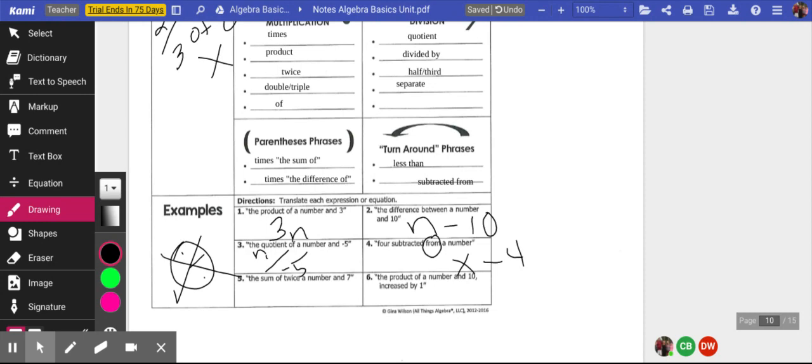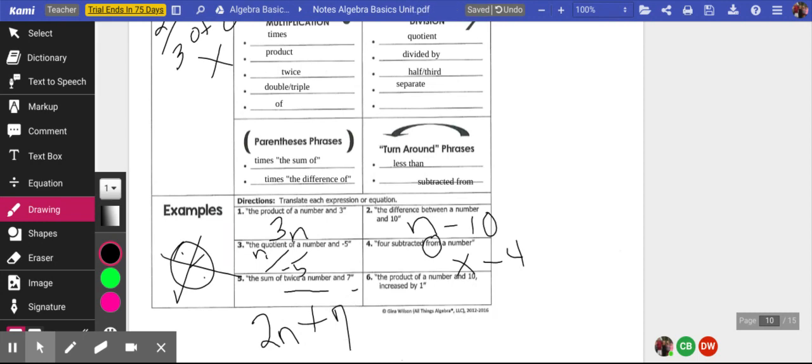Okay, we have the sum of twice a number and 7. So this one you might think you need parentheses because there's 2 different operations. But if you break it down, we have the sum of, and then there's 2 things, twice a number and 7. So if you put your plus sign, the first thing is twice a number, and then the second thing is the 7.